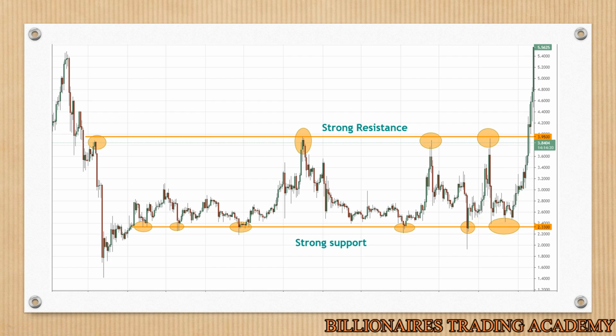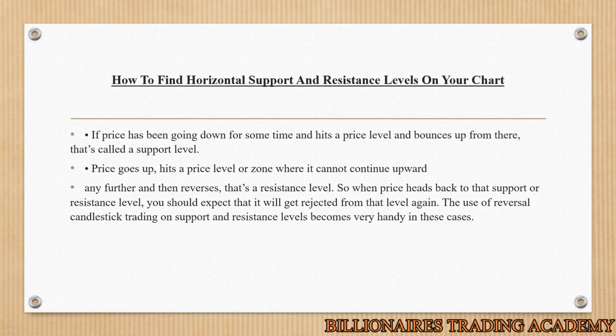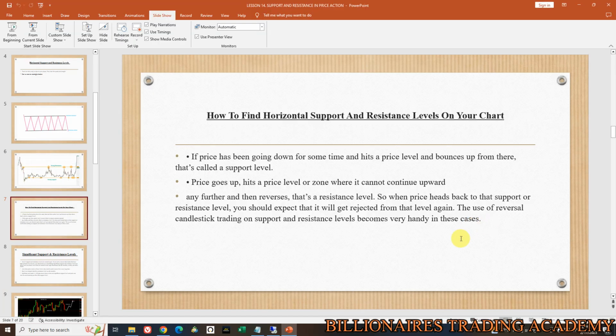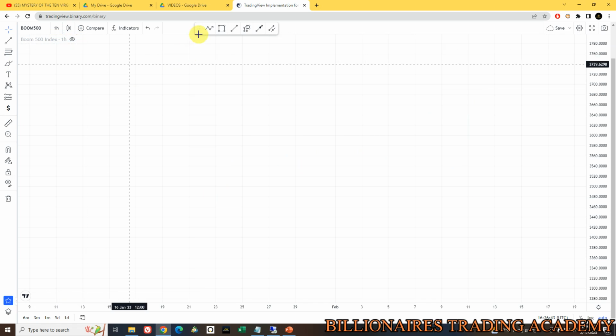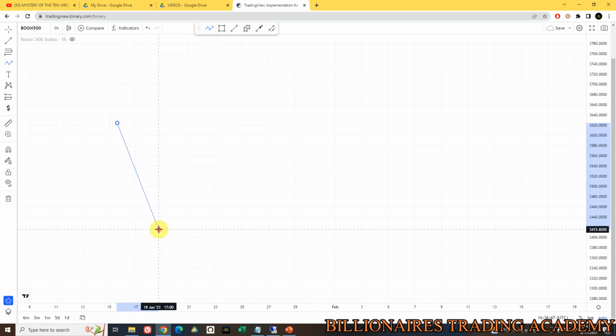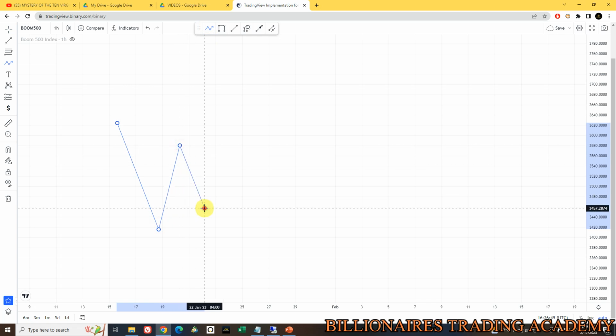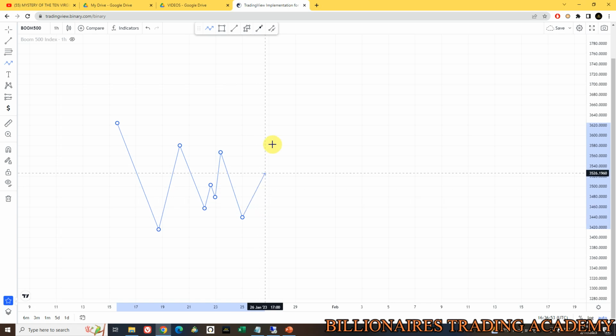So how do you identify support and resistance levels on your chart? In order to show you how this is done, I want to demonstrate something. Let's say price has been moving like this, right? Let's say like that.